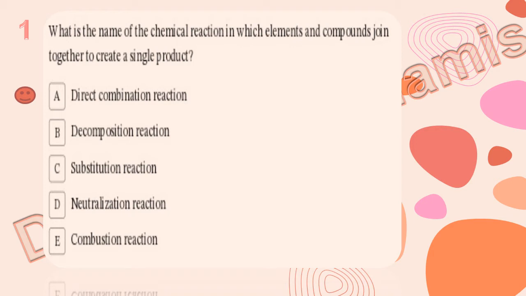What do we mean by direct combination reaction? It is a reaction between element and element, element and compound, or compound and compound to form a new single product only. No side product is present, only one product will be gained. Okay, let's go to question 2.